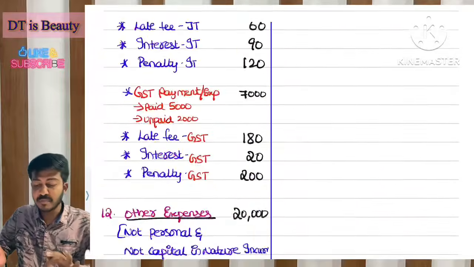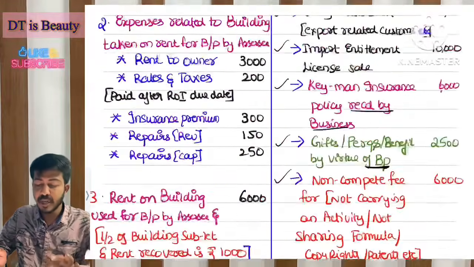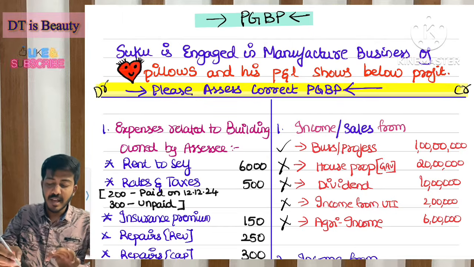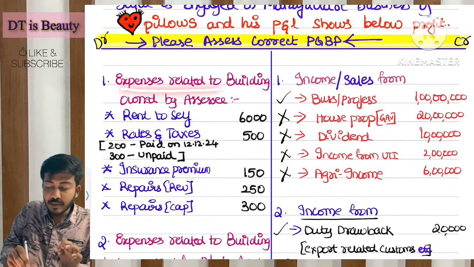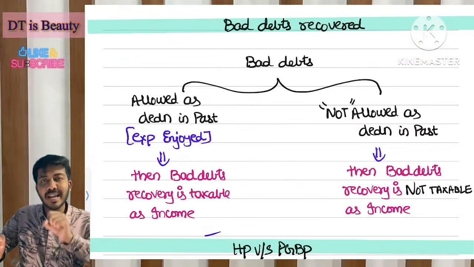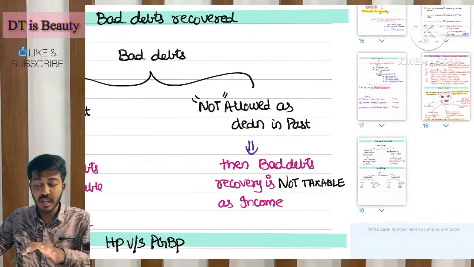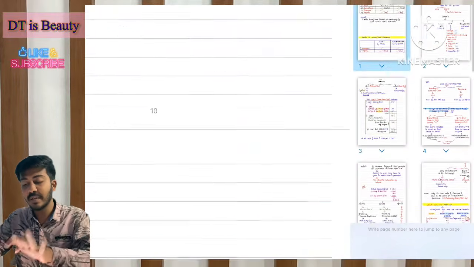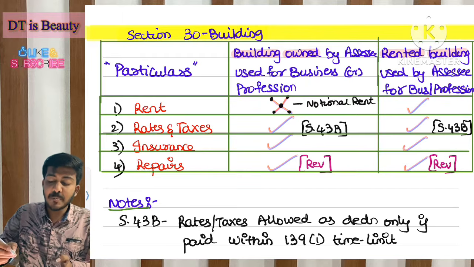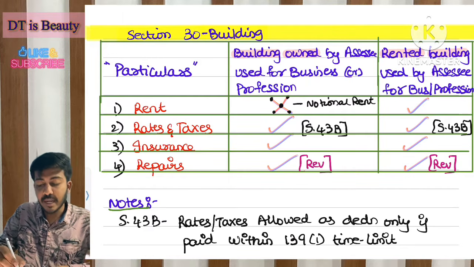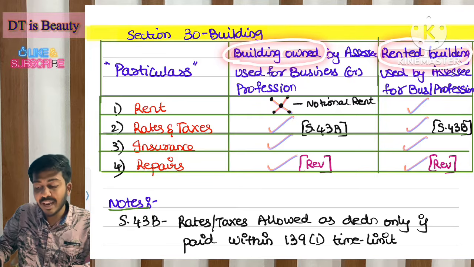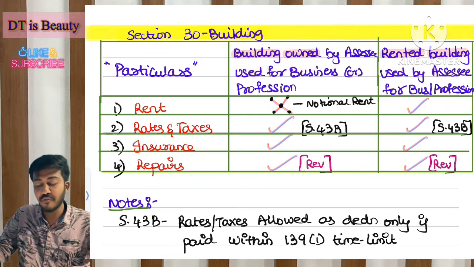We'll go back to the expense side, the debit side. Come to the debit side, which is going to be very lively and lovely for my dear friends. See here, expense related to the building owned by the assessee, for which you will have to go and catch section 30 to understand the terms. Please come and see section 30. Section 30 is related to building. It speaks about two types of buildings, whether the building is owned by the assessee or the building is taken on rent by the assessee for business or profession purpose.